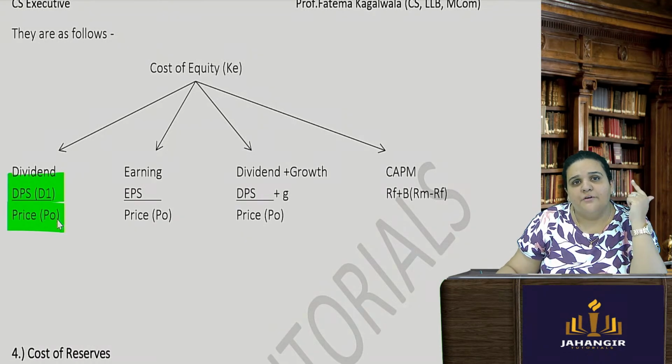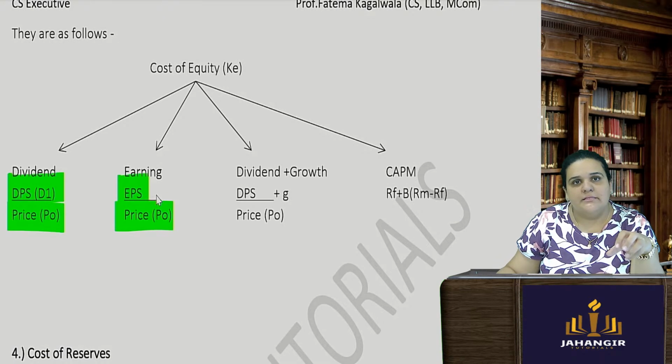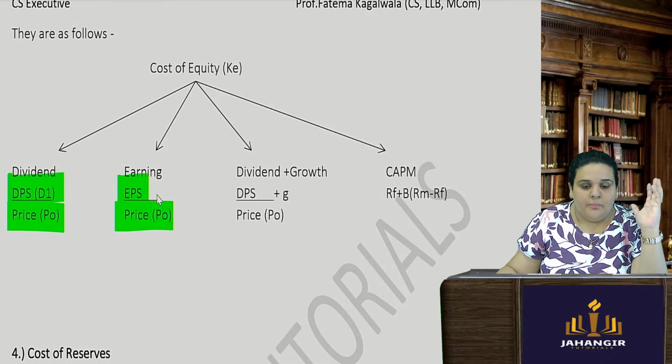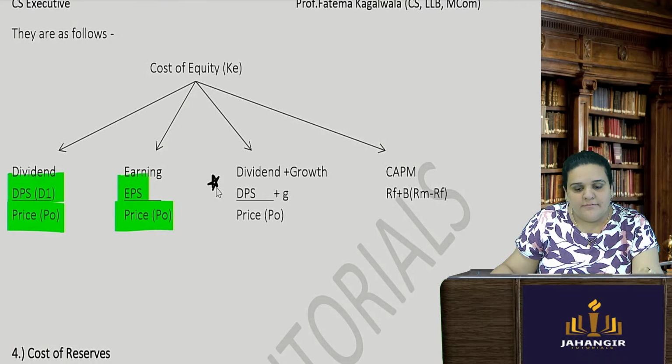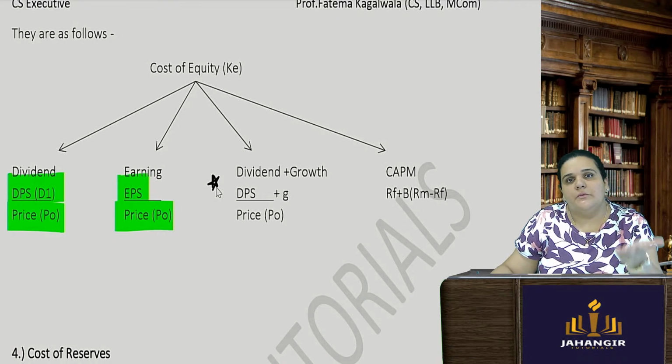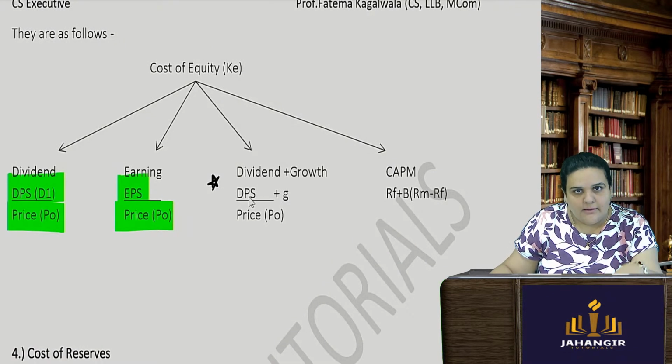Sometimes it is in the form of earning per share. How much is the shareholder earning? So earning per share upon the price. Whatever they have given in the sum, you will use it accordingly. Mostly, which is the most important formula we use is this. They generally give us dividend plus growth. That today dividend is 1 rupee, but tomorrow it is going to grow by 10% or 5%. So dividend today, okay, plus that growth.